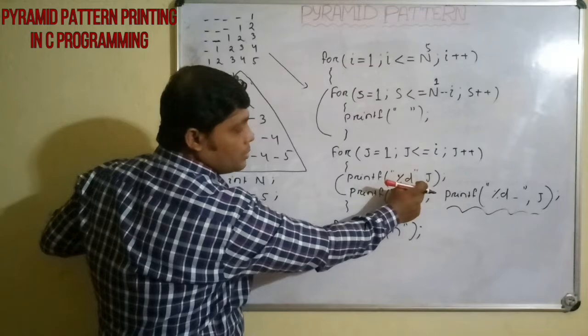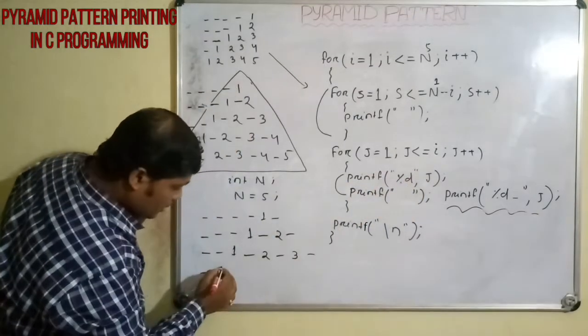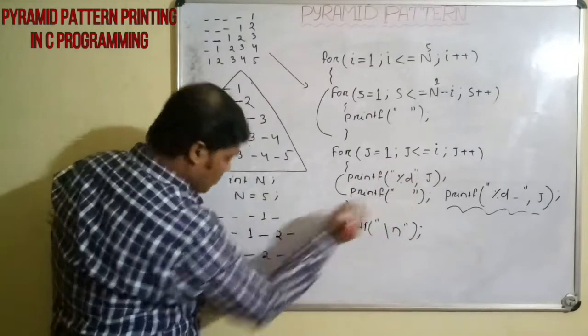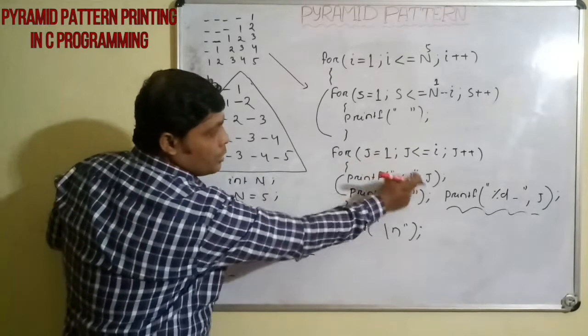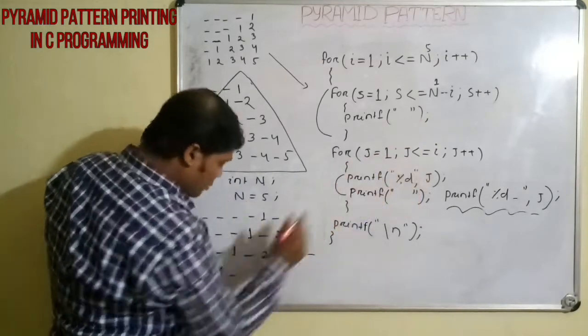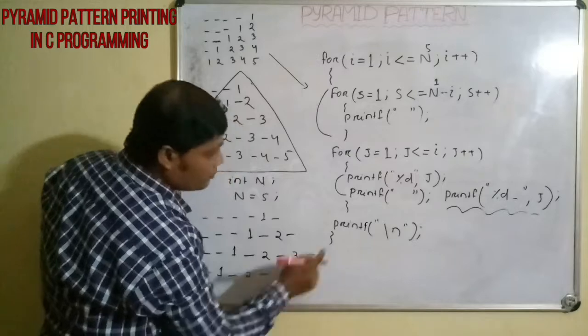So printf for j value 1, it will print 1. Then it will give 1 space. After printing 1, it will give 1 space. Then j value is 2, 2 less than equal to 4, yes. It will print 2, then 1 space.